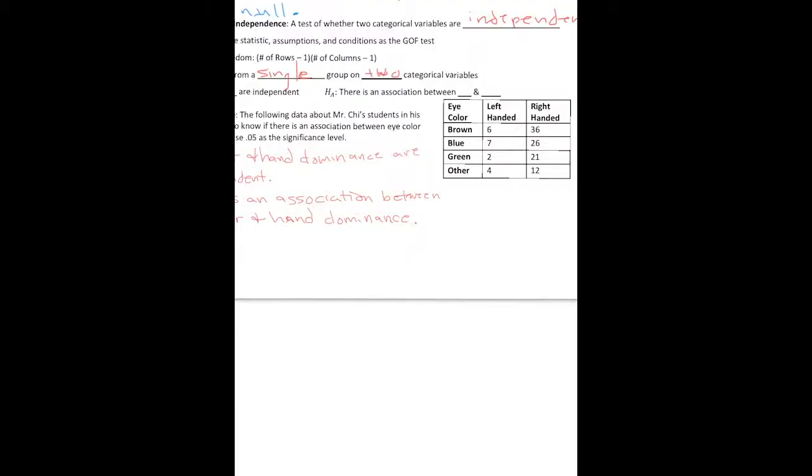Going to our data, the first thing we need to do is find our expected values. So we need to use that formula that we were given before to find expected values, where it's row total times column total divided by total total. Okay, so let's go ahead and find our totals before we start our expected values. So the total of left-handeds would be 19. The total of right-handeds is 95. Then you need to find your row totals. The total of brown would be 42.